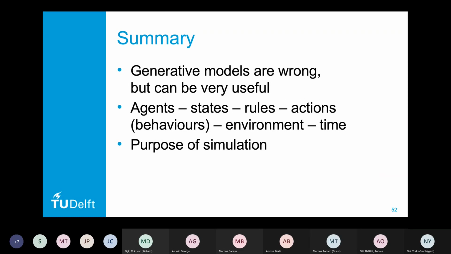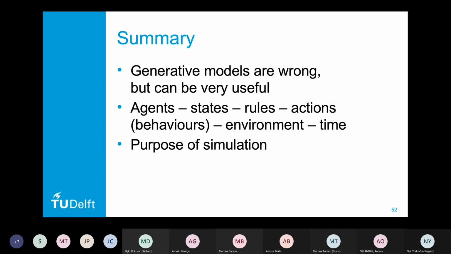Why do I show that? To illustrate what we talked about so far in the second part. Right. What's the take-home message? Generative models are wrong because all models are wrong, but they can be very useful. How are they useful? Because they can be replaced quickly. We gain some insight from them.